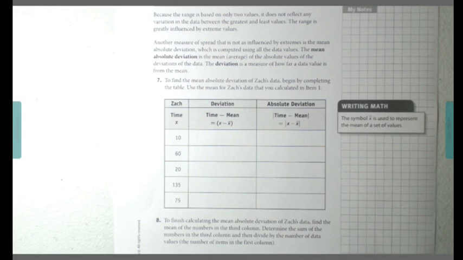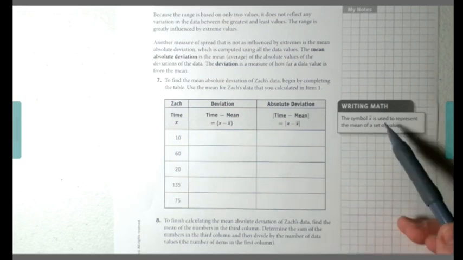Another measure of spread that is not as influenced by extremes is the mean absolute deviation, which is computed using all the data values. The mean absolute deviation is the mean average of the absolute values of the deviations of the data. The deviation is a measure of how far a data value is from the mean. So we're going to take a look at questions 7 and 8.